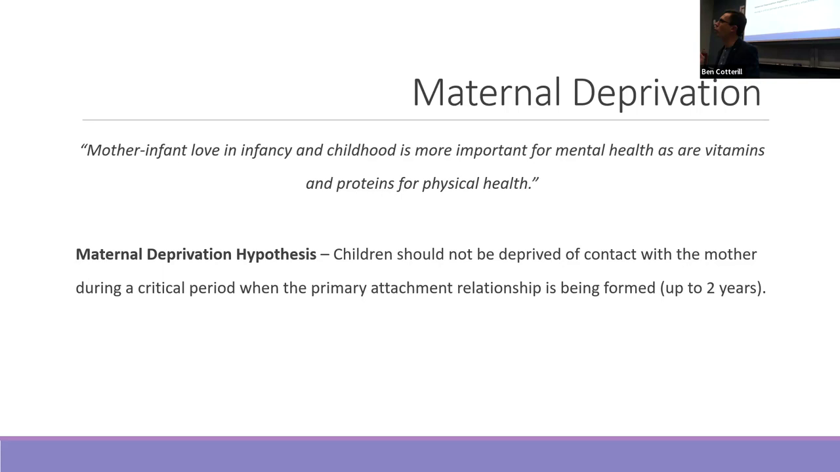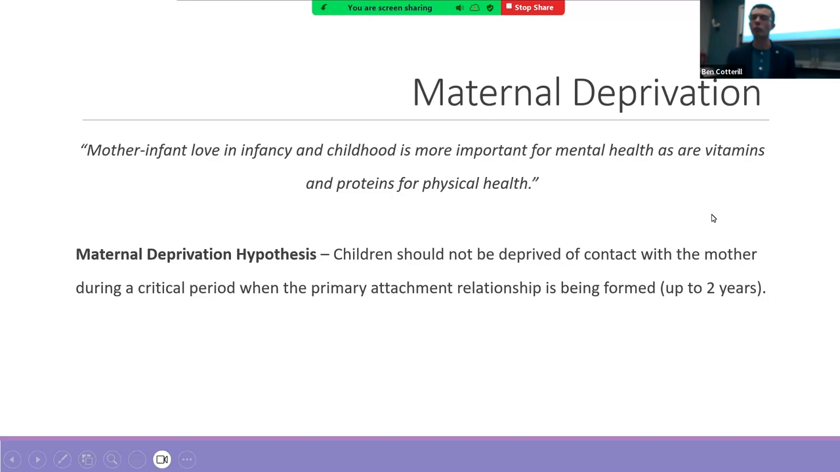Now, another core part of John Bowlby's theory is this idea of maternal deprivation. There's a quote here by John Bowlby that says, "Mother-infant love in infancy and childhood is more important for mental health as are vitamins and proteins for physical health." So the idea here is that being deprived contact with the mother during the early stages of development can have real consequences for one's mental health going forward. He talks about a critical period, which is the first 2 years after being born, okay? So if I ever mention a critical period, I'm referring to this first 2 years of life, okay? So if one experiences maternal deprivation during these first 2 years, prolonged separation from the mother, it can have real consequences on their social development.